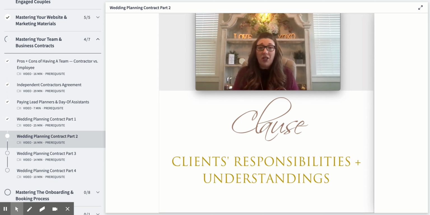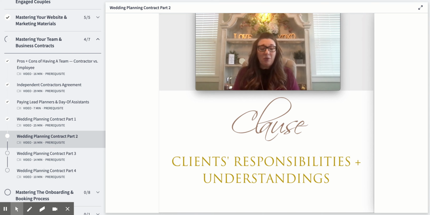The next bullet point under this clause states that the clients understand that failure to heed the consultant's recommendations and advice may have an adverse impact on the wedding and event for which the consultant should bear no, that would be zero, responsibility or liability.